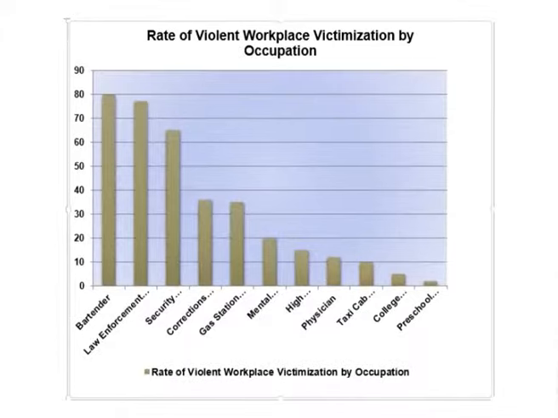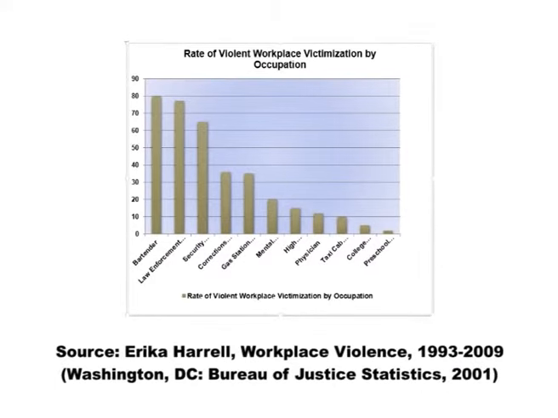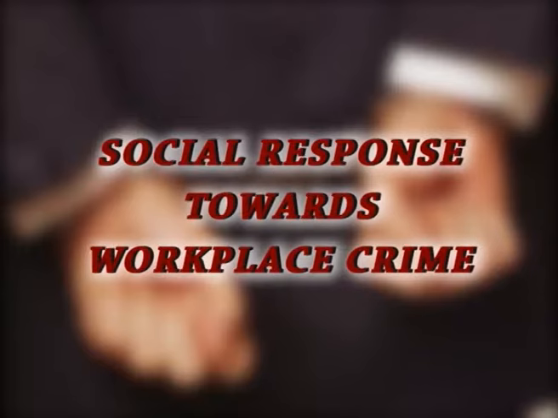This graph shows the rate of violent workplace victimization by occupation. In this graph, you can clearly see that bartenders are in the majority, followed by law enforcement, security, corrections, gas station, mental hygiene, physician, taxi cab drivers, college and preschool. This shows the rate of violent workplace victimization by occupation, and the source is Erica Harrell, Workplace Violence, a report from 1993 to 2009, Washington, D.C., Bureau of Justice Statistics in 2001.